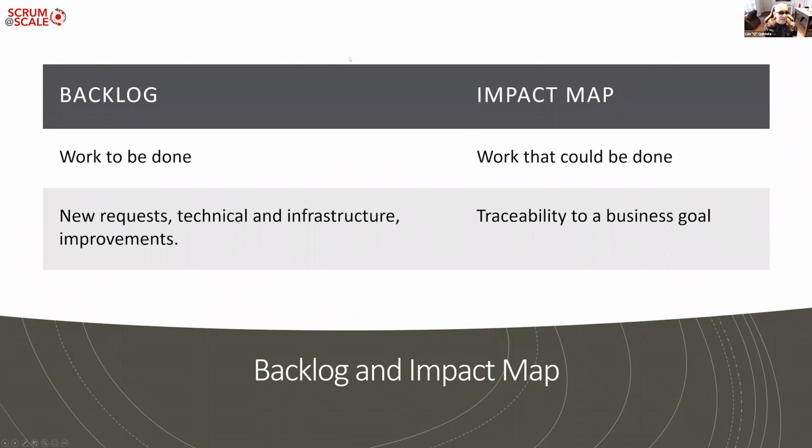So the next thing is begging the question, when you have impact map and backlog, how do they relate? Well, the impact map by itself is work that could be done. You are just sketching ideas. They may or may not be done. The backlog is work to be done and incidentally should map to a goal.